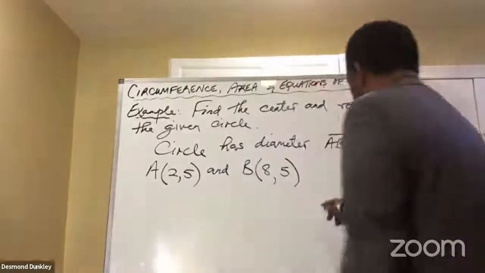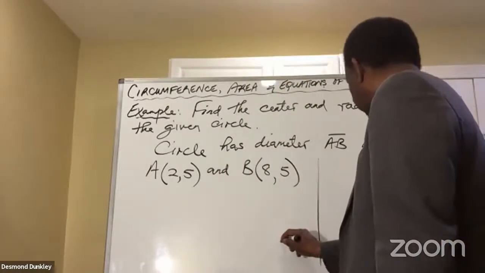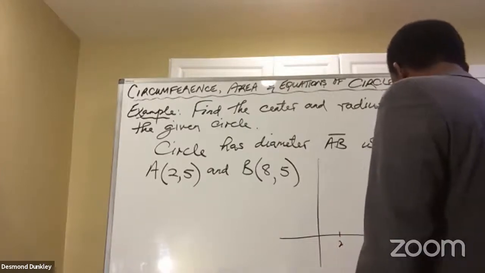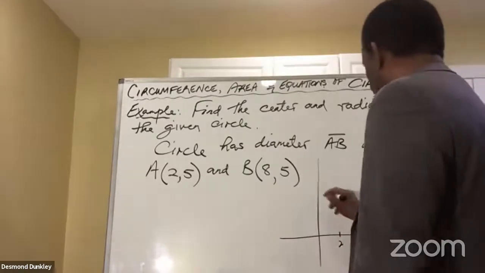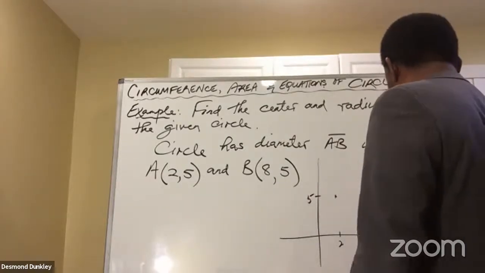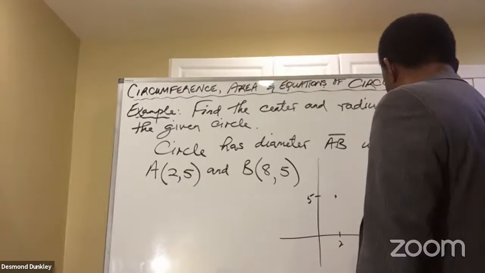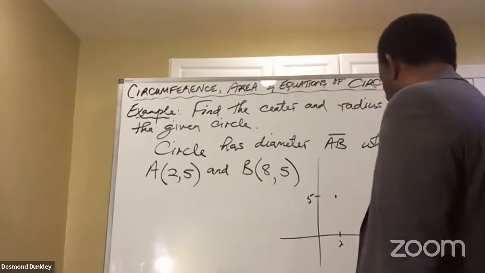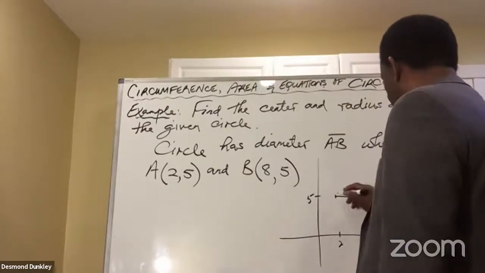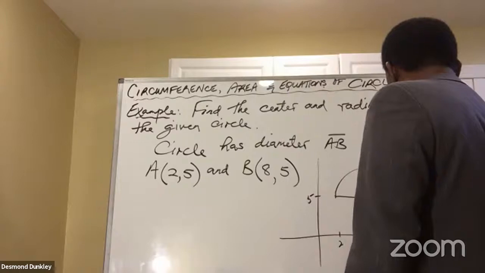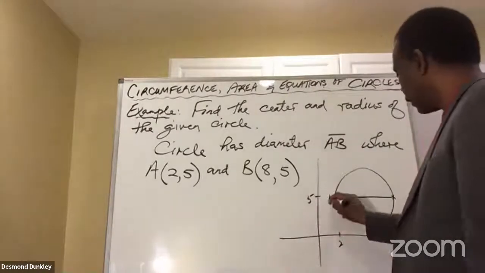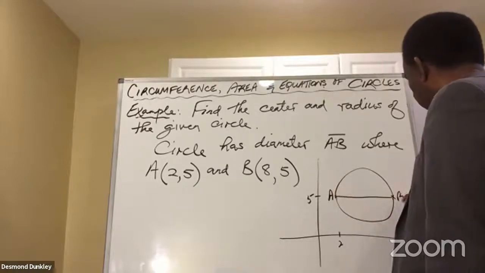So if I had my graph, it would look something like this. So this is 2, 5, and this is 8, 5. So this is your diameter. So therefore your circle has to be something like that. This is your A, this is your B.